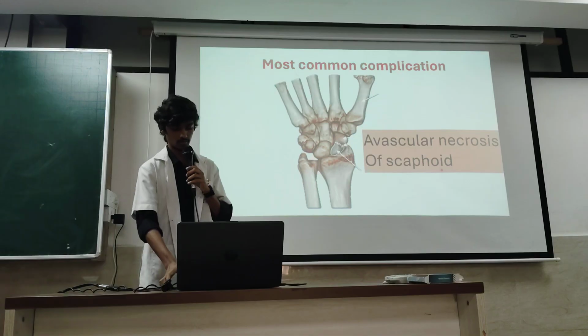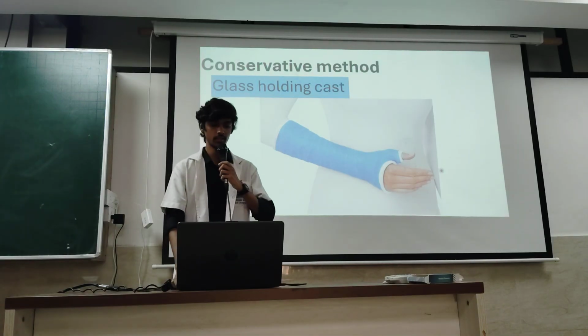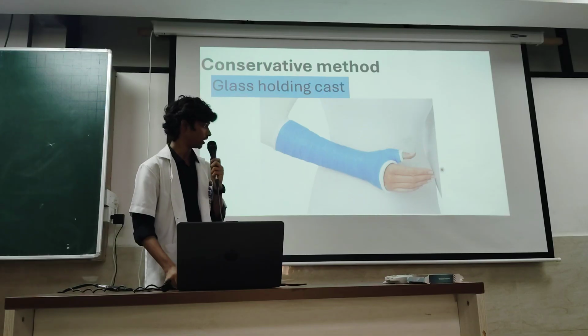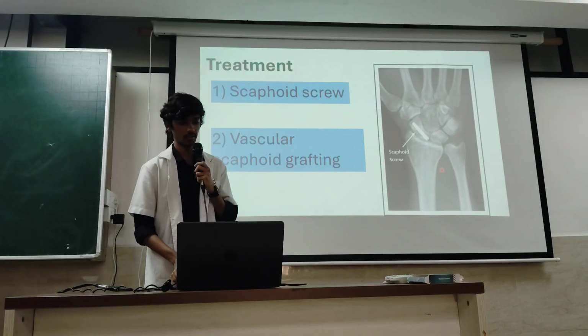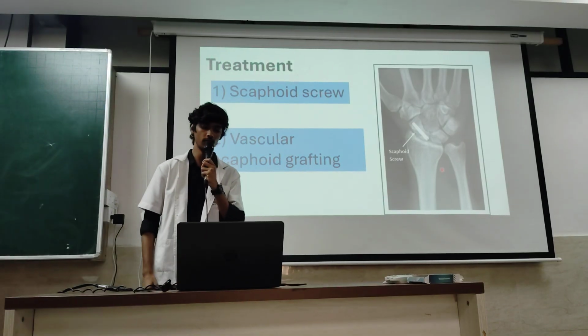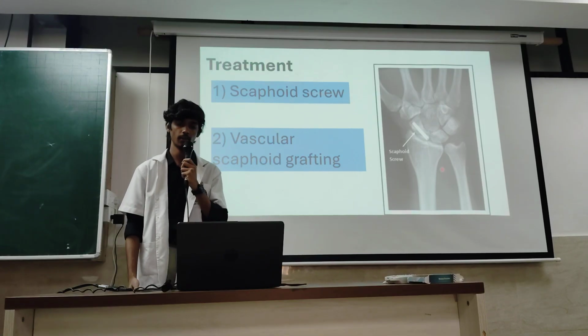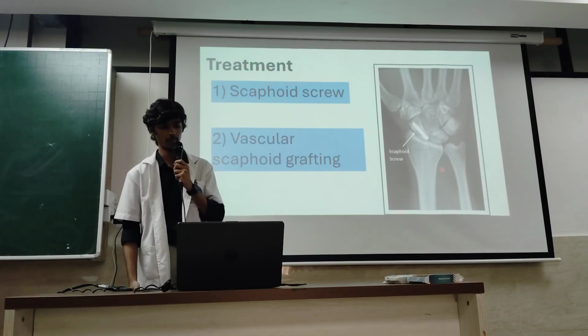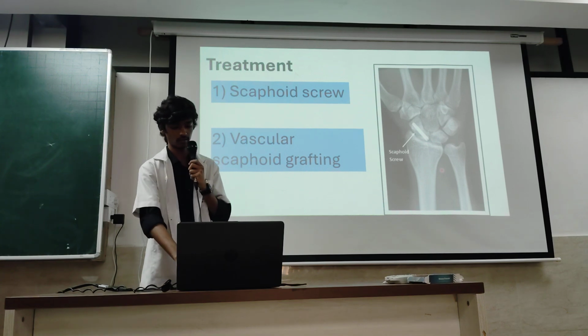And the treatment for this is first the conservative method, which is the glass holding cast, in which the hand is placed in the glass holding position. And the treatment for the scaphoid is generally surgical, which is first the scaphoid screw, which fixes the articulation of the scaphoid fragments, and then the vascular scaphoid grafting.